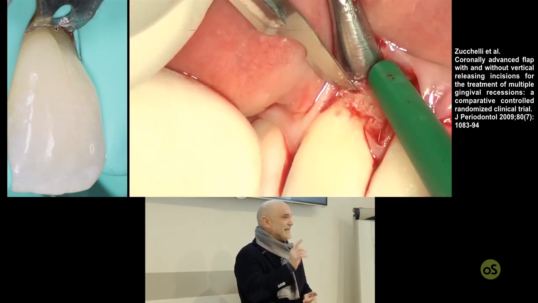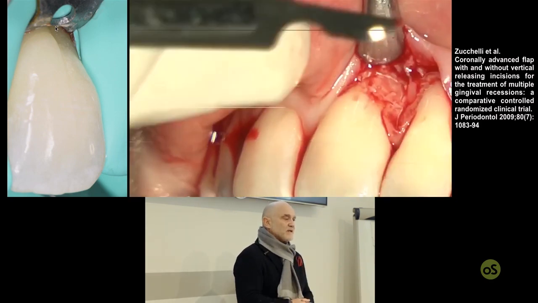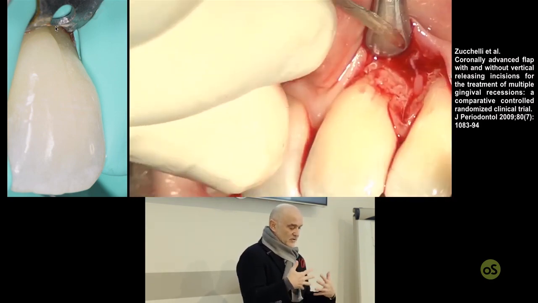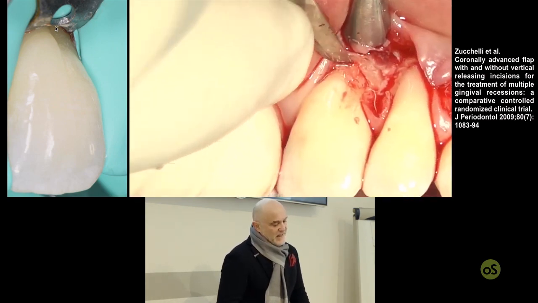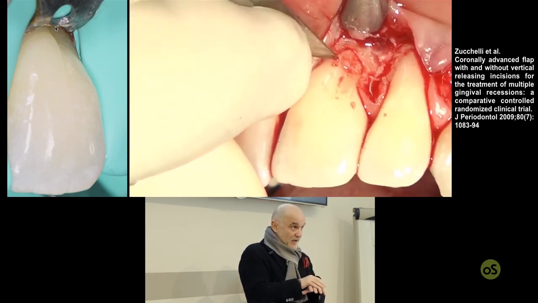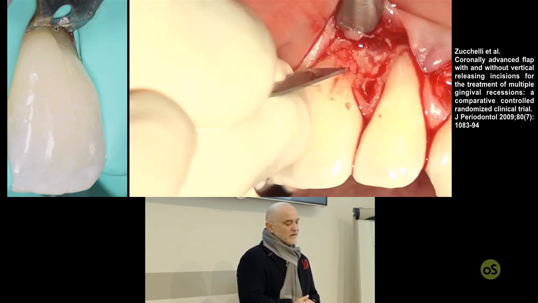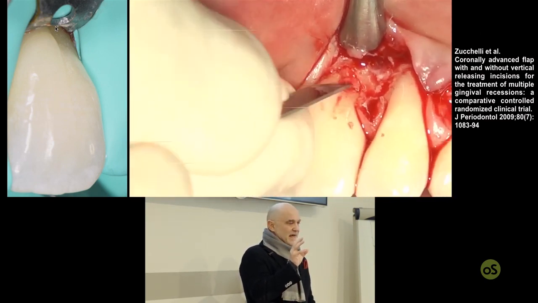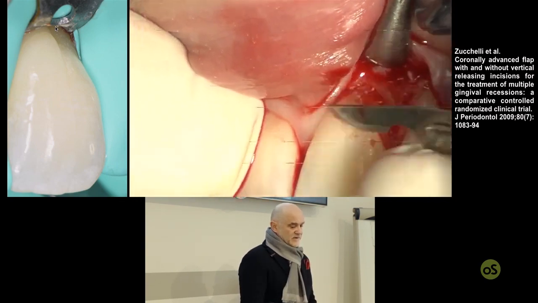I did not do any root planing, but I exposed the suprabony component of the root in order to leave root cementum into which the connective tissue fibers can insert. This is the ostectomy, which I personally do once the bone has been thinned with a round bar, with the use of the blade, so I don't alter at all the root cementum into which the connective tissue fibers will insert.